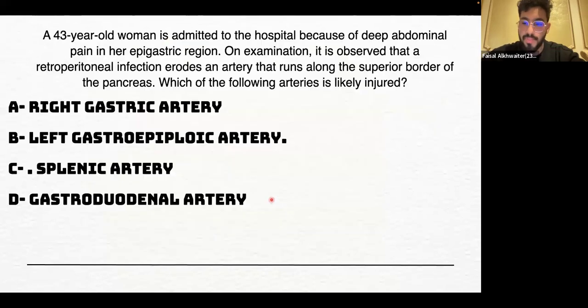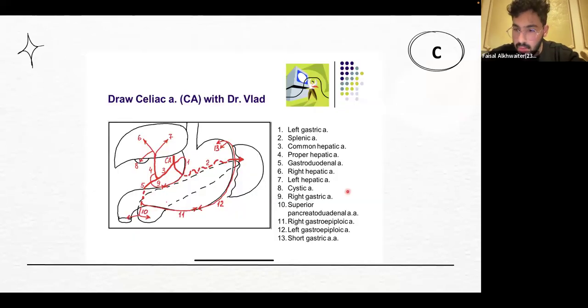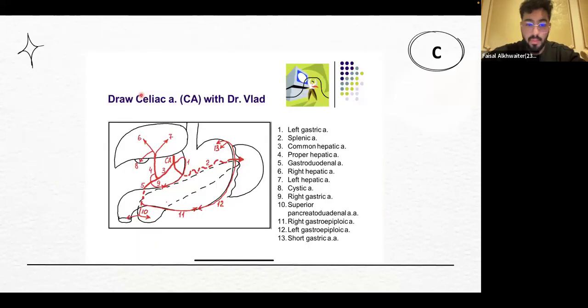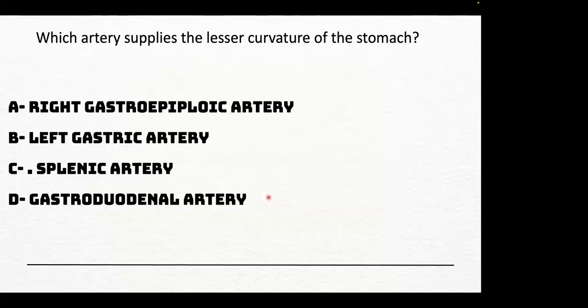Okay, so this question. If it was asking about the head, we would say superior pancreaticoduodenal. Here it says along the superior border of the pancreas. But if it says the head of the pancreas, I would say the superior pancreaticoduodenal artery because it supplies the head of the pancreas. Is everything clear about this question? Clear.